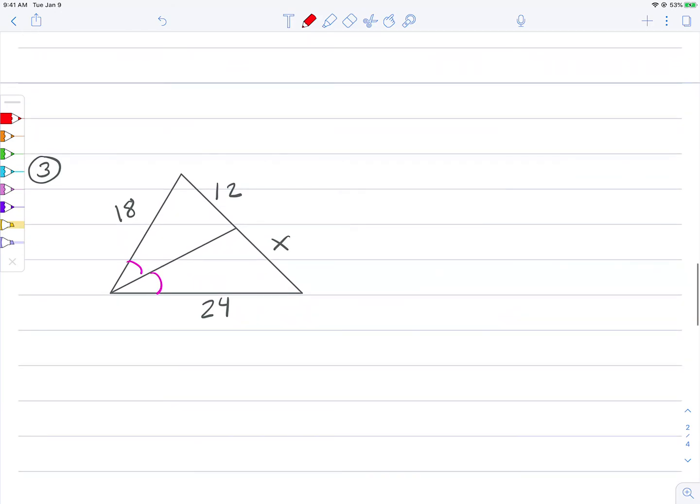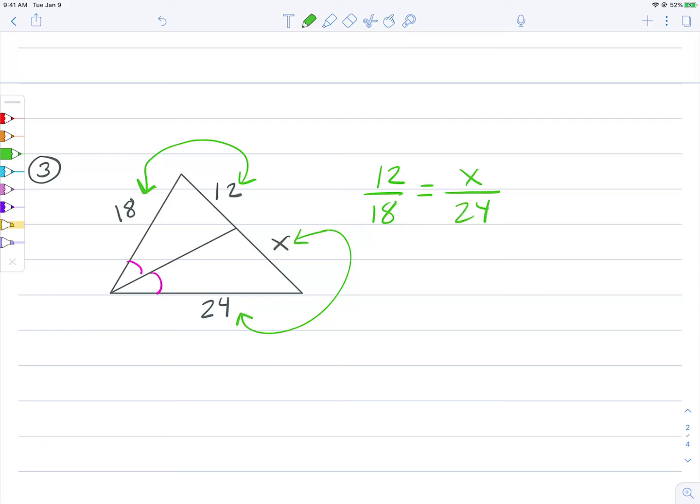So let's try this. So here's our angle bisector. If I made a ratio of 12 to 18, so that is the side that was cut to its companion side, that would be the same as x, so the side that was cut, to 24. If I cross multiplied, I would have 18x equals, and 12 times 24 is 288. And if I divided both sides by 18, I would get 16. So that means that my missing side is 16.